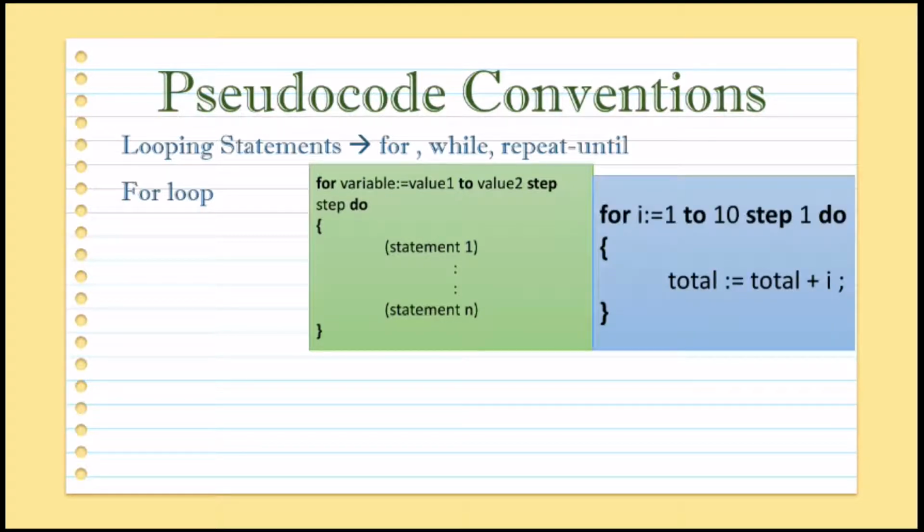We will see one example. So here first value of i will be initialized by 1 and it will go till the 10th value. Step 1 is used to increment the value of i by 1 each time when the block of for loop is executed. In for loop, we are adding the value of i to the total. So this for loop will repeat 10 times.